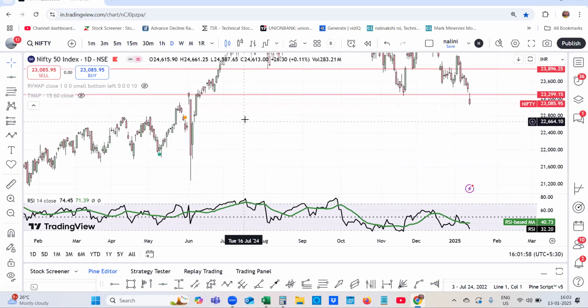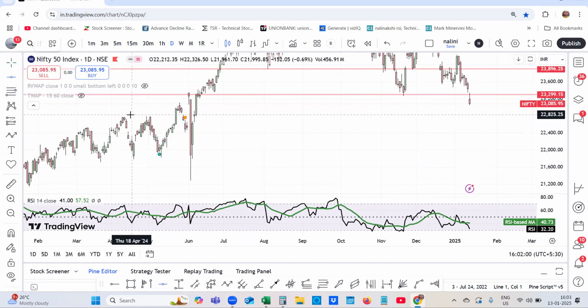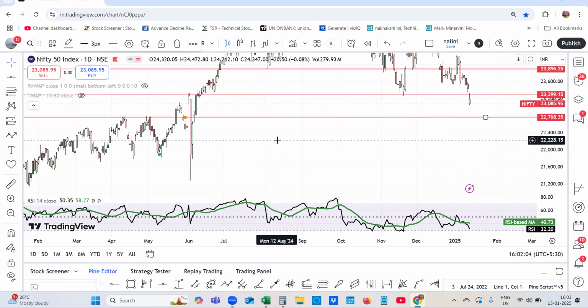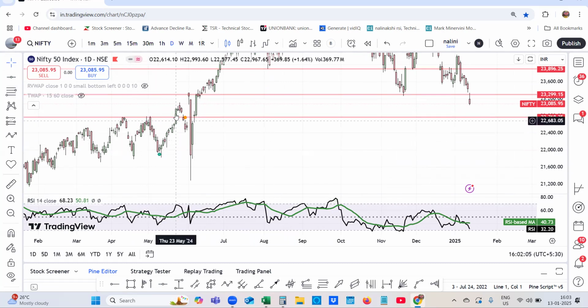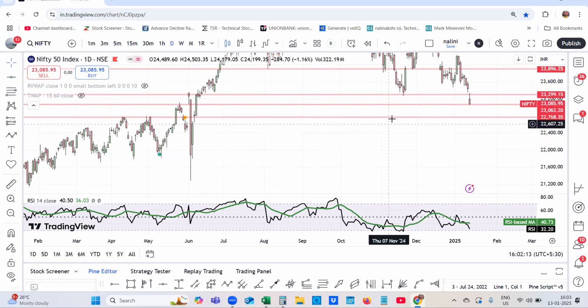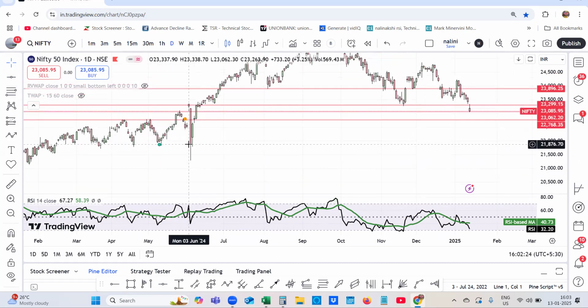And while climbing up, this is the level it climbed up. So it is now at the flip level. It has come down and it has gone up. And it was an aberration. This was on election day candle, election day, result day candle, that is on June 4th. We cannot forget that was on Tuesday.